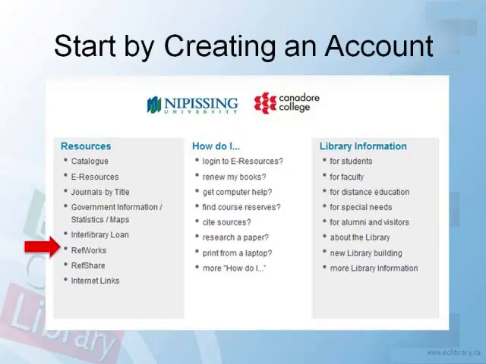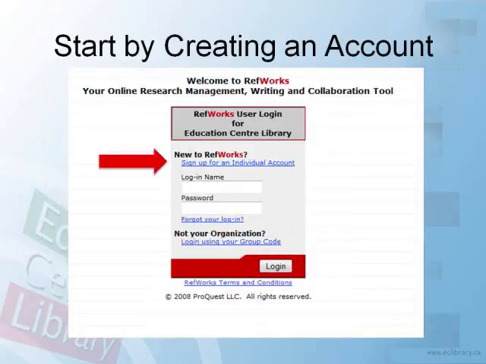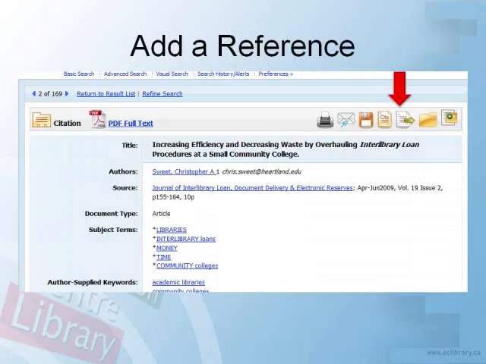If you haven't already, you need to start by creating an account with RefWorks. Go to the library's website and click on the RefWorks link. This will take you to the sign-in screen. At the top, there is a link for you to sign up for an individual account. Once you have created an account, then you will want to add a reference.